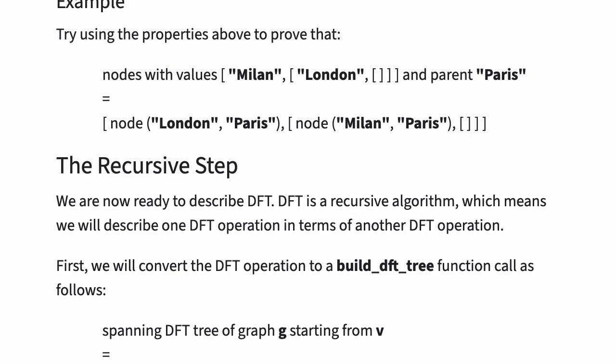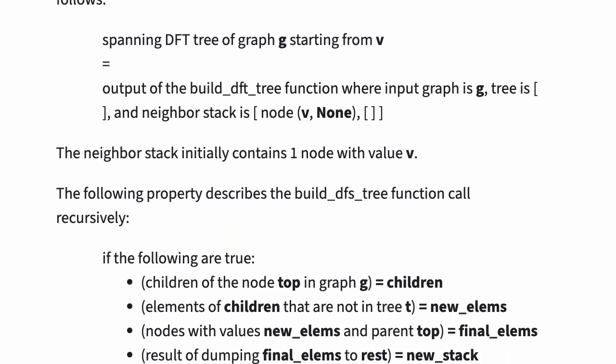We're now ready to describe DFT. DFT is a recursive algorithm, which means we will describe one DFT operation in terms of another DFT operation. First, we will convert the DFT operation to a build DFT tree function call as follows. Spanning DFT tree of graph G starting from V is equal to the output of the build DFT tree function, where input graph is G, tree is an empty stack, and neighbor stack is a stack with one element, node V and none. The neighbor stack initially contains one node with value V.